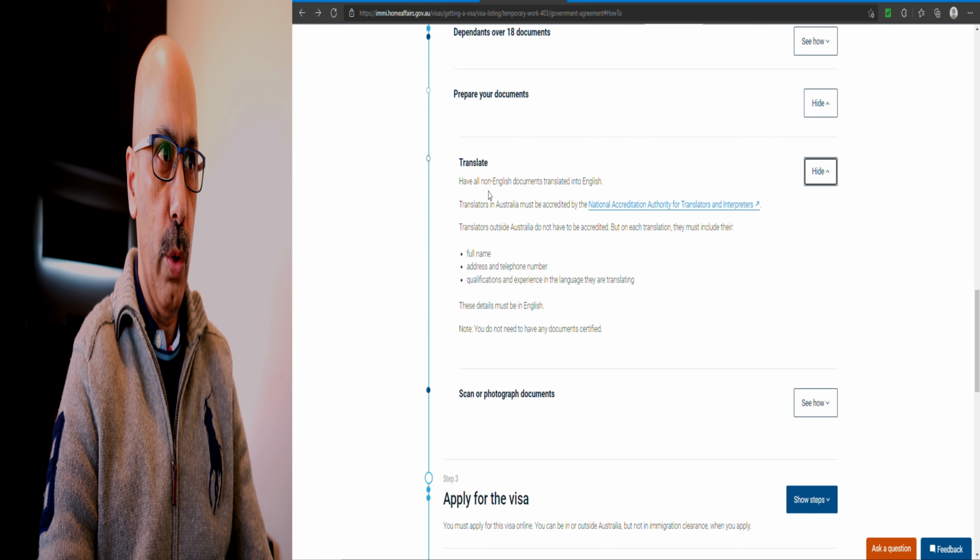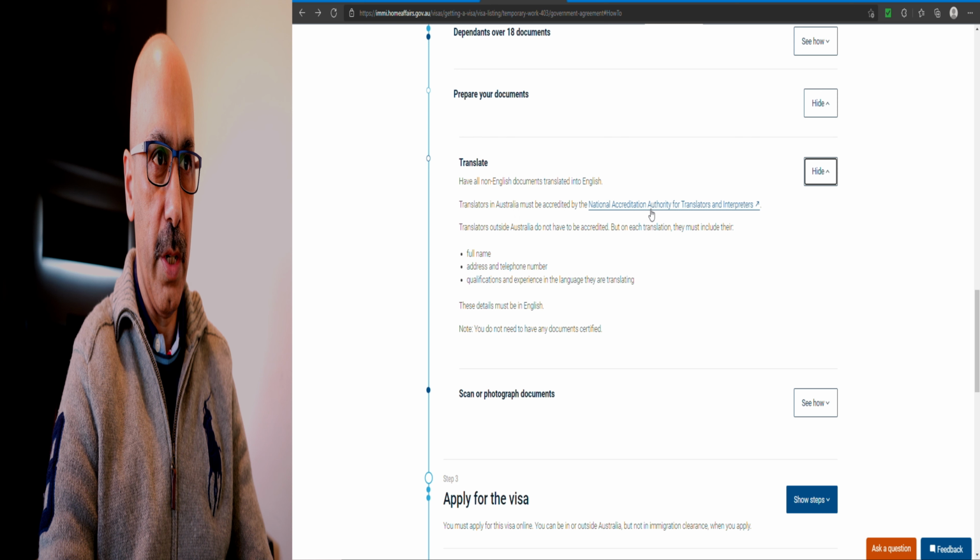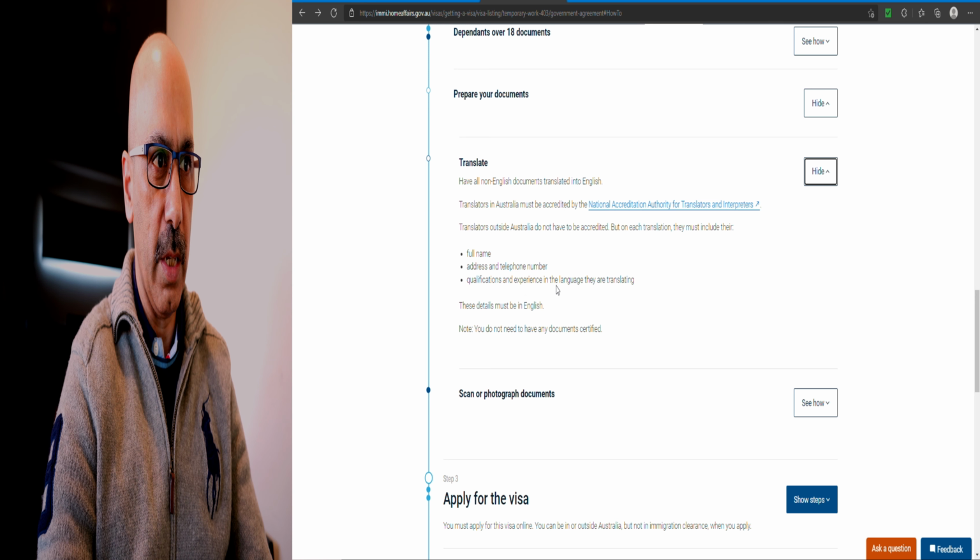Translate. Have all non-English document translated into English. Translator in Australia must be accredited by the National Accreditation Authority for Translators and Interpreters. Translators outside Australia do not have to be accredited, but on each translation they must include their full name, address, telephone number, qualification and experience in the language they are translating. These details must be in English.